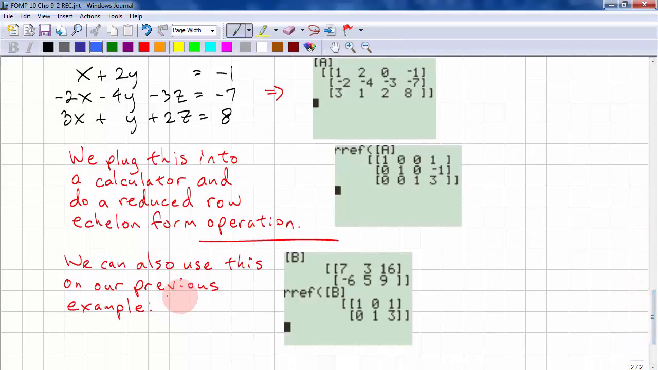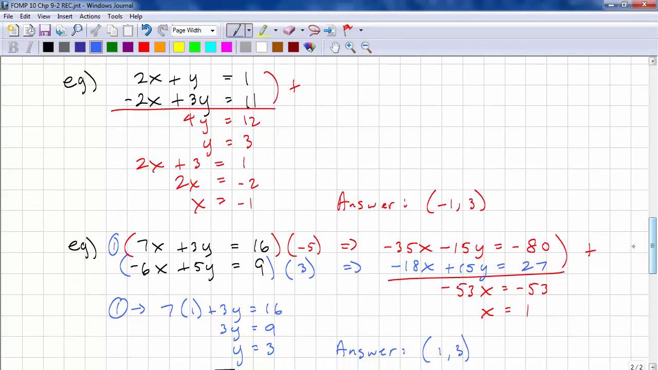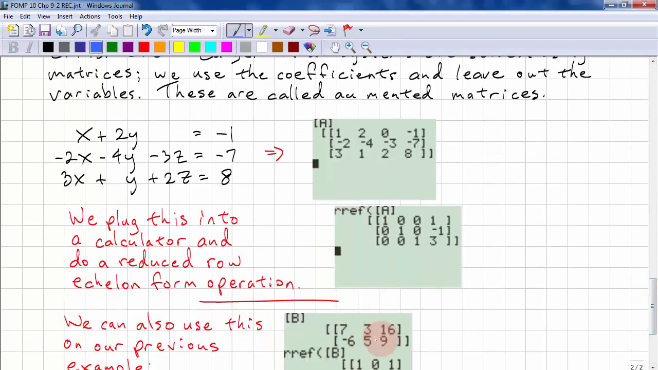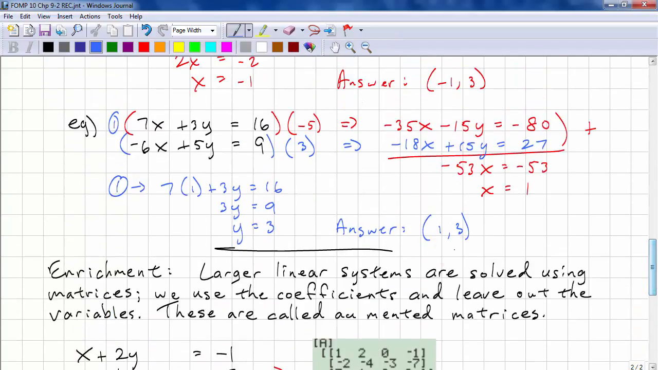And we can also use this on our previous example, which is up here. So our X's are all lined up, our Y's are lined up, our constants are lined up. So we enter 7, 3, 16, negative 6, 5, 9. And that's it. And we use the reduced row echelon form operation, and we get X equals 1, Y equals 3. And that's our answer.